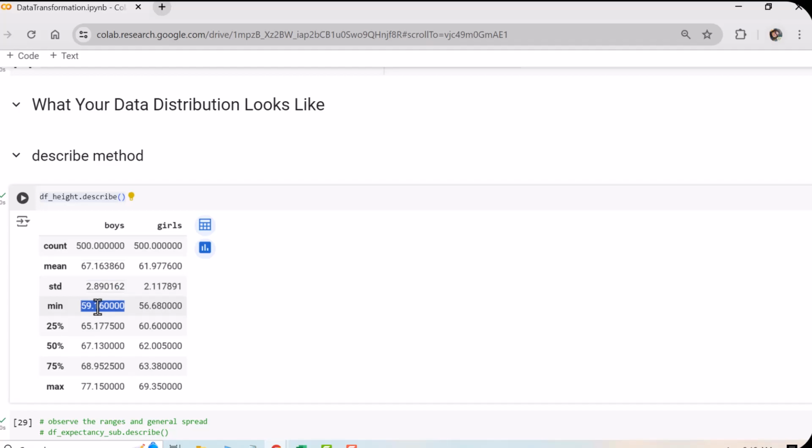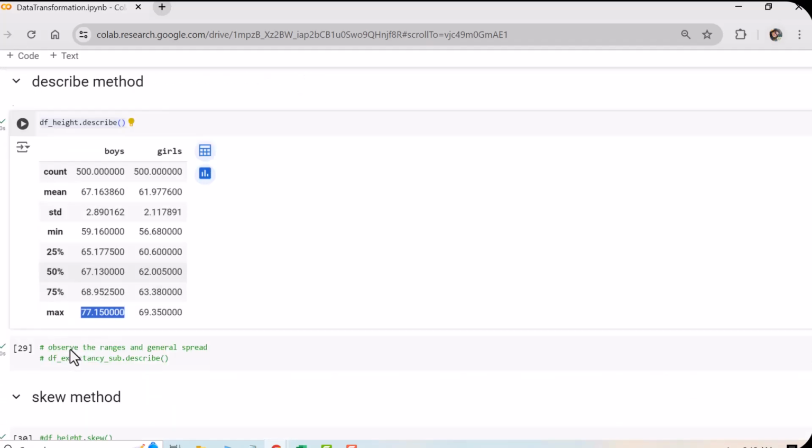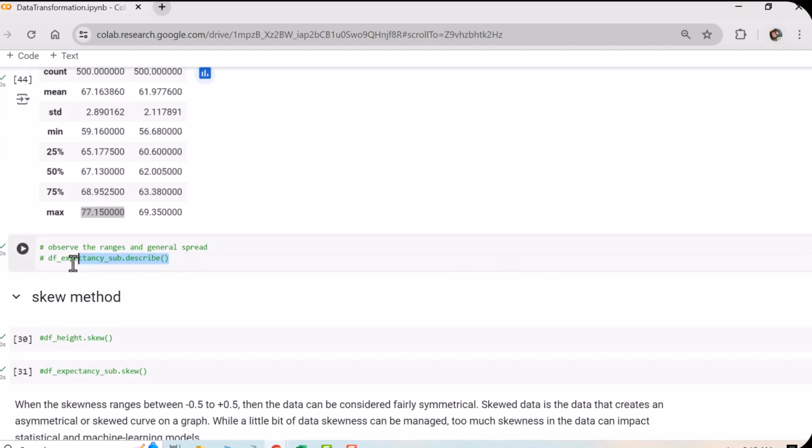The minimum height is 59 and the maximum height is 77, while 75% of the data is below 68 in height. So the maximum indicates that there is a possibility of outliers over here. All in all, since mean and median are almost equal, it should be an almost normal distribution. Let's have a look at the expectancy dataset.